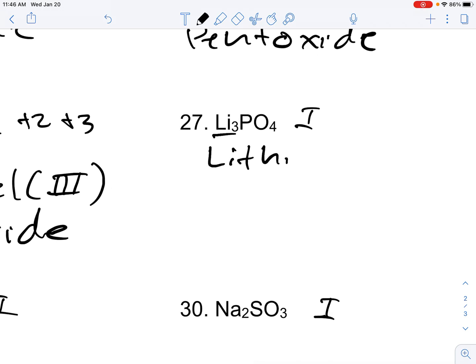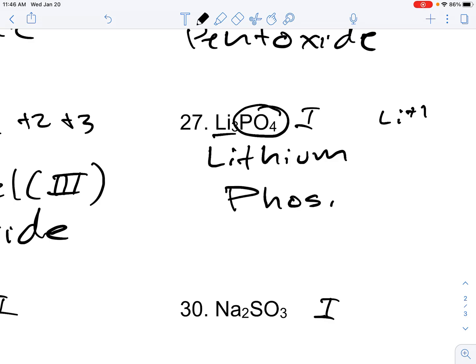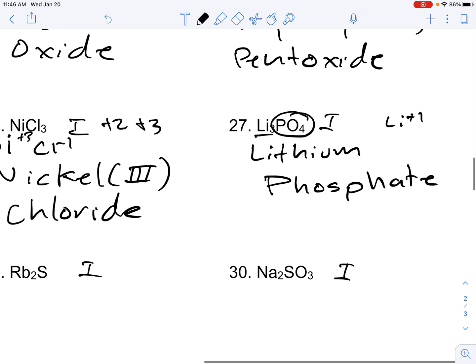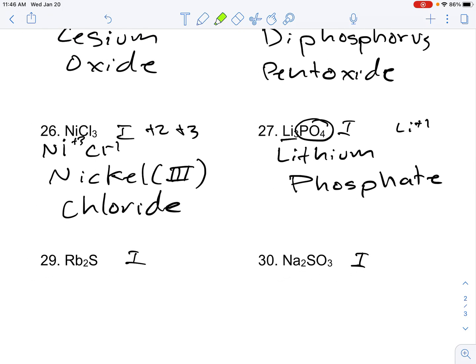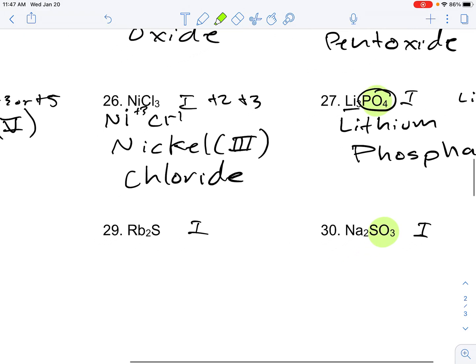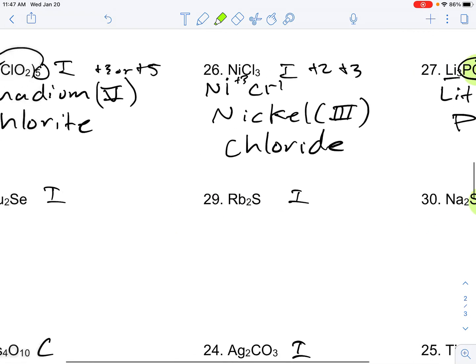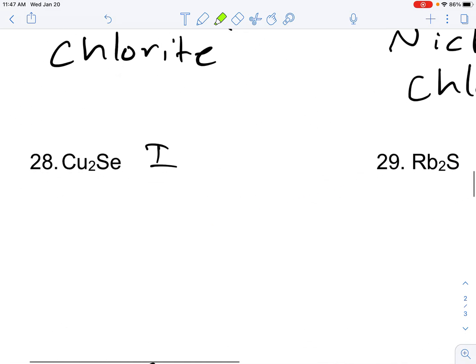Li is lithium, and it's a +1 charge. It only has one possible charge, so I don't need parentheses. So I'm looking for what PO4 is, which is phosphate. It's a polyatomic ion. Again, one of the keys for identifying polyatomic ions is if my first element is a metal, everything after that is a polyatomic ion. It's like SO3 down here. You compare that to just S there. That's the difference, is I only have one element.